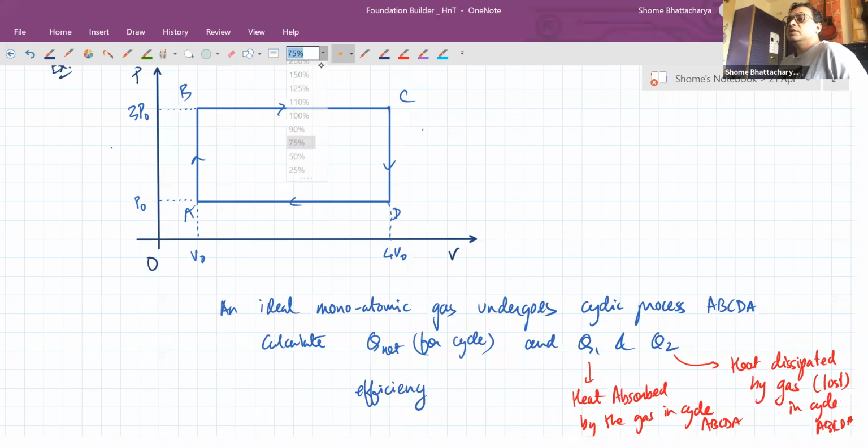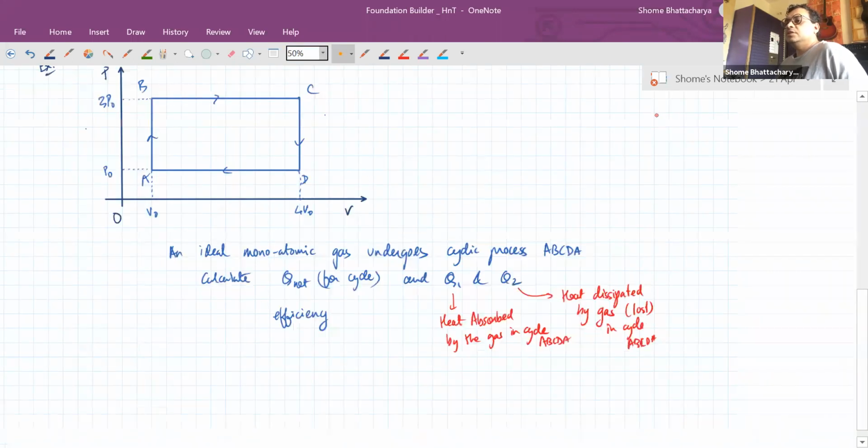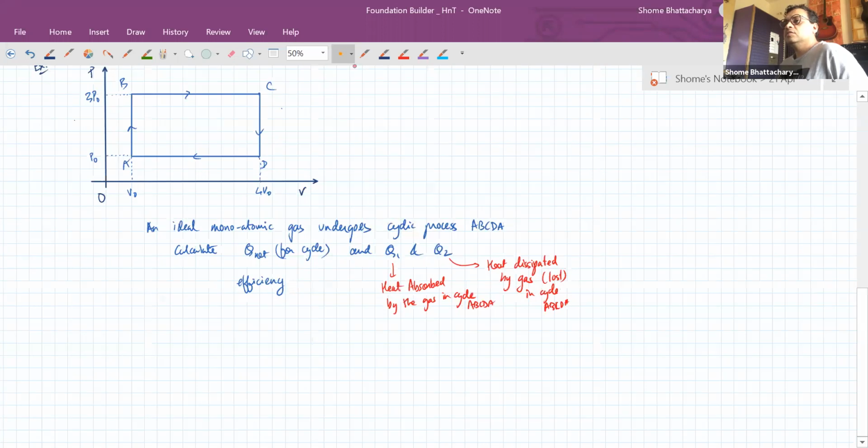Just note down the question and try to figure out how we will calculate these things, and finally we'll calculate the efficiency. Okay, we'll discuss this in a moment. Try to figure out what formulas we'll use over here.